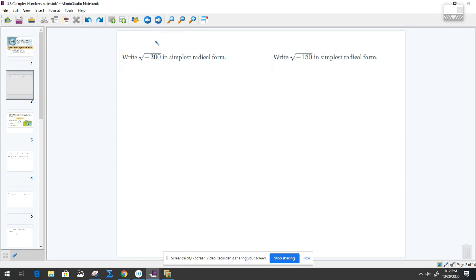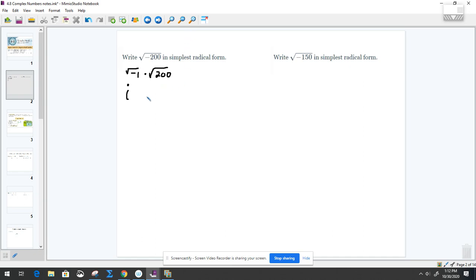So I want you to write the square root of negative 200 in simplest radical form. Anytime that you have a negative underneath a radical, we are automatically going to break this up as the square root of negative 1 times the square root of whatever the number is. In this case, it's 200. Okay, this is what we're doing new. There's a negative underneath the radical, so I'm writing this as the square root of negative 1. Well, what does the square root of negative 1 equal? It equals i. Now, just like we did in last lesson in 4.6, we're going to simplify this radical.